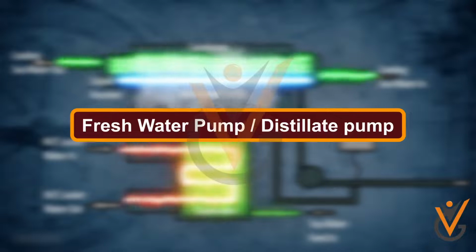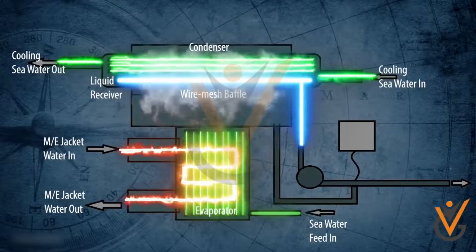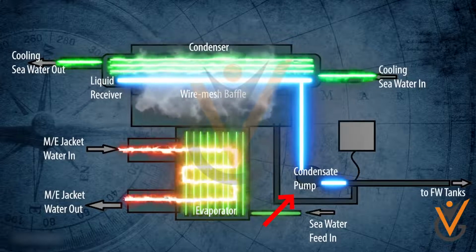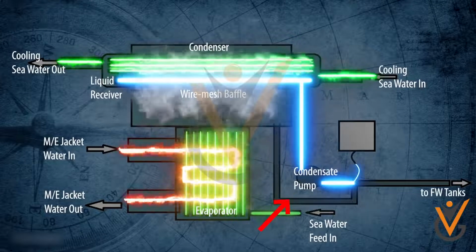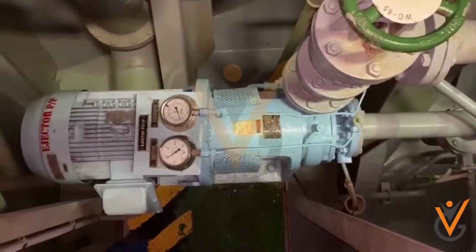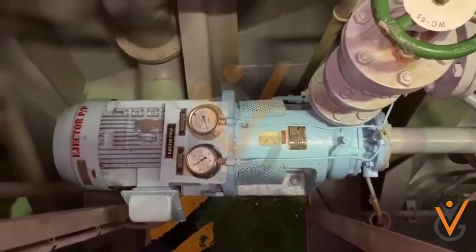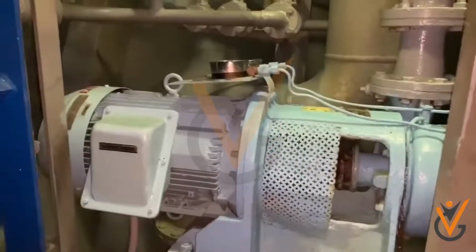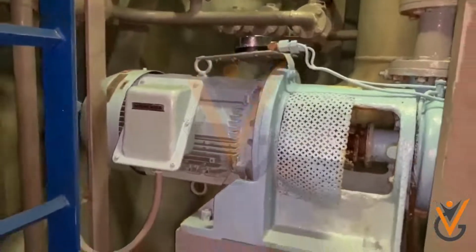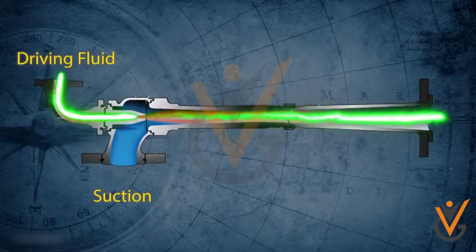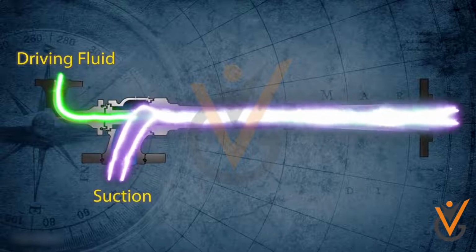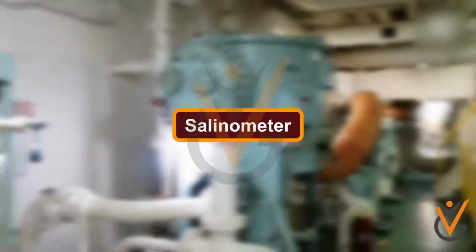A fresh water pump or distillate pump. It is used to supply the generated fresh water to the ship's fresh water tank by taking suction from the fresh water generator. Ejector pump. It is used to supply pressurized water to the ejector for creating vacuum. It also supplies cooling water to the condenser to cool the fresh water vapors. Air brine ejector. It is used to remove accumulated brine and salt deposits from the generator and create necessary vacuum.